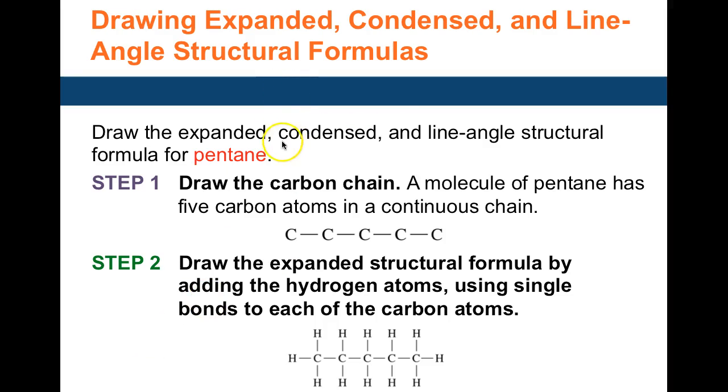So it says pentane. First draw the carbon skeleton, which is just connecting 5 carbons by single bonds. Then fill in the hydrogens in the expanded structural formula, and then indicate each carbon with a zigzag line, one up, one down, one up, and so on. So it's going to go up and then come down here, and then go up for this, and then come down.